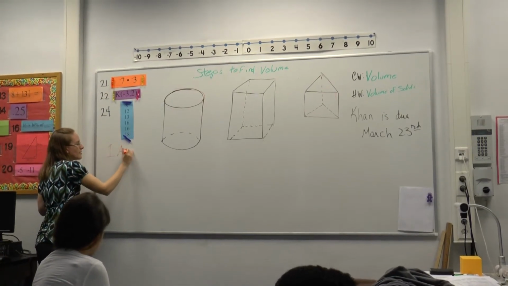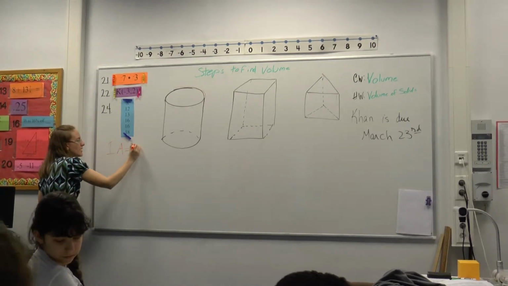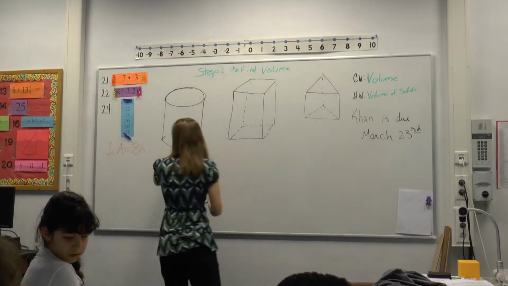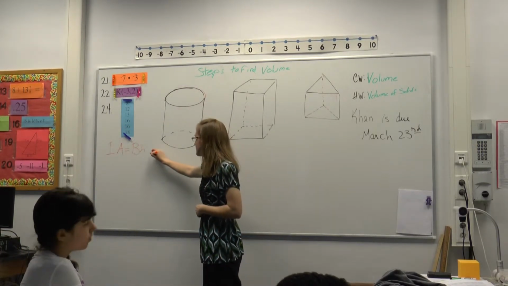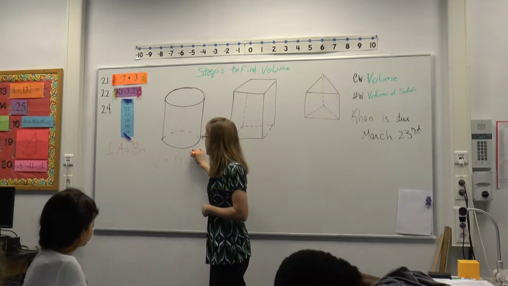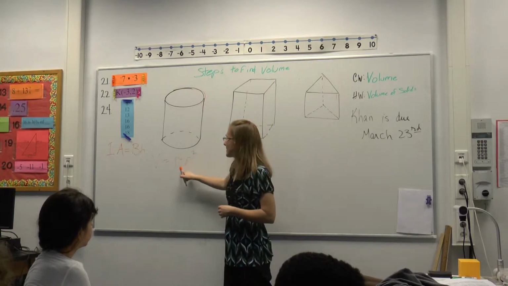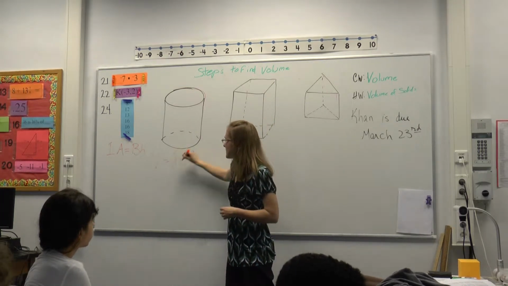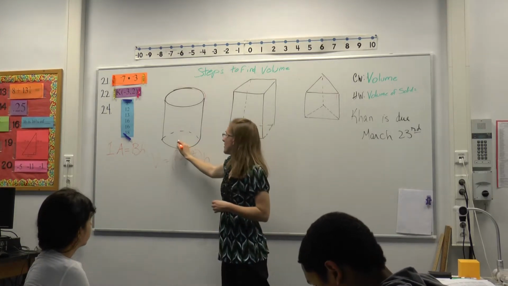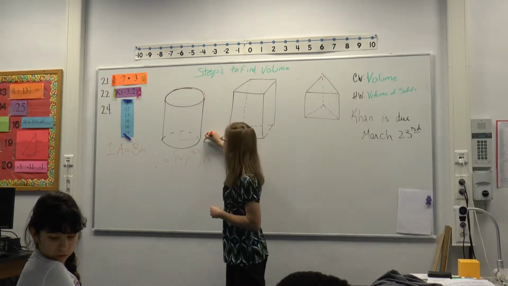What's the shape of the first figure here, the cylinder? What base would it have? Circle. What's the area of a circle? Pi r squared. And what does r stand for? Radius. Very good. The only difference between the area and the volume is you're multiplying it by the height. So this is your radius here, and this is your height.